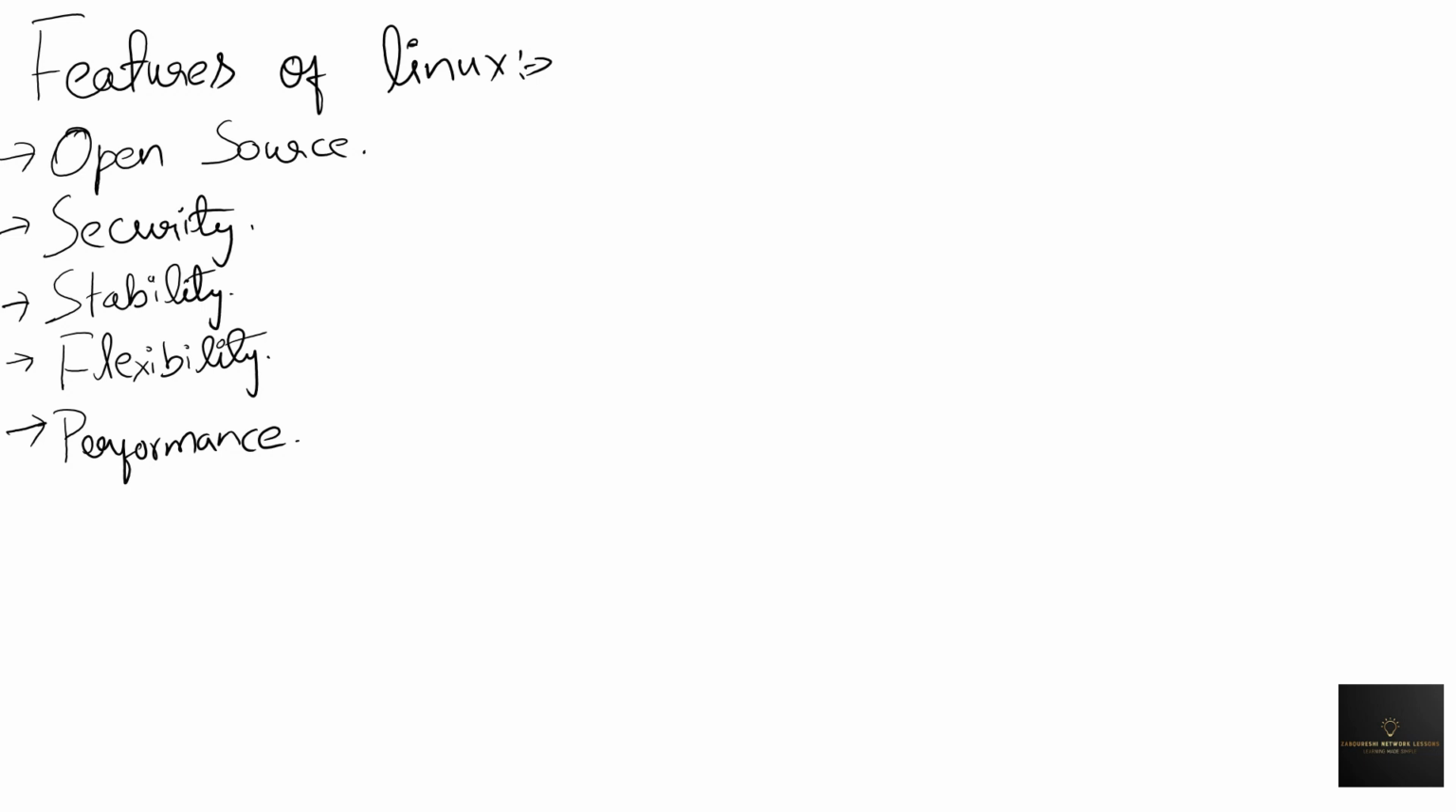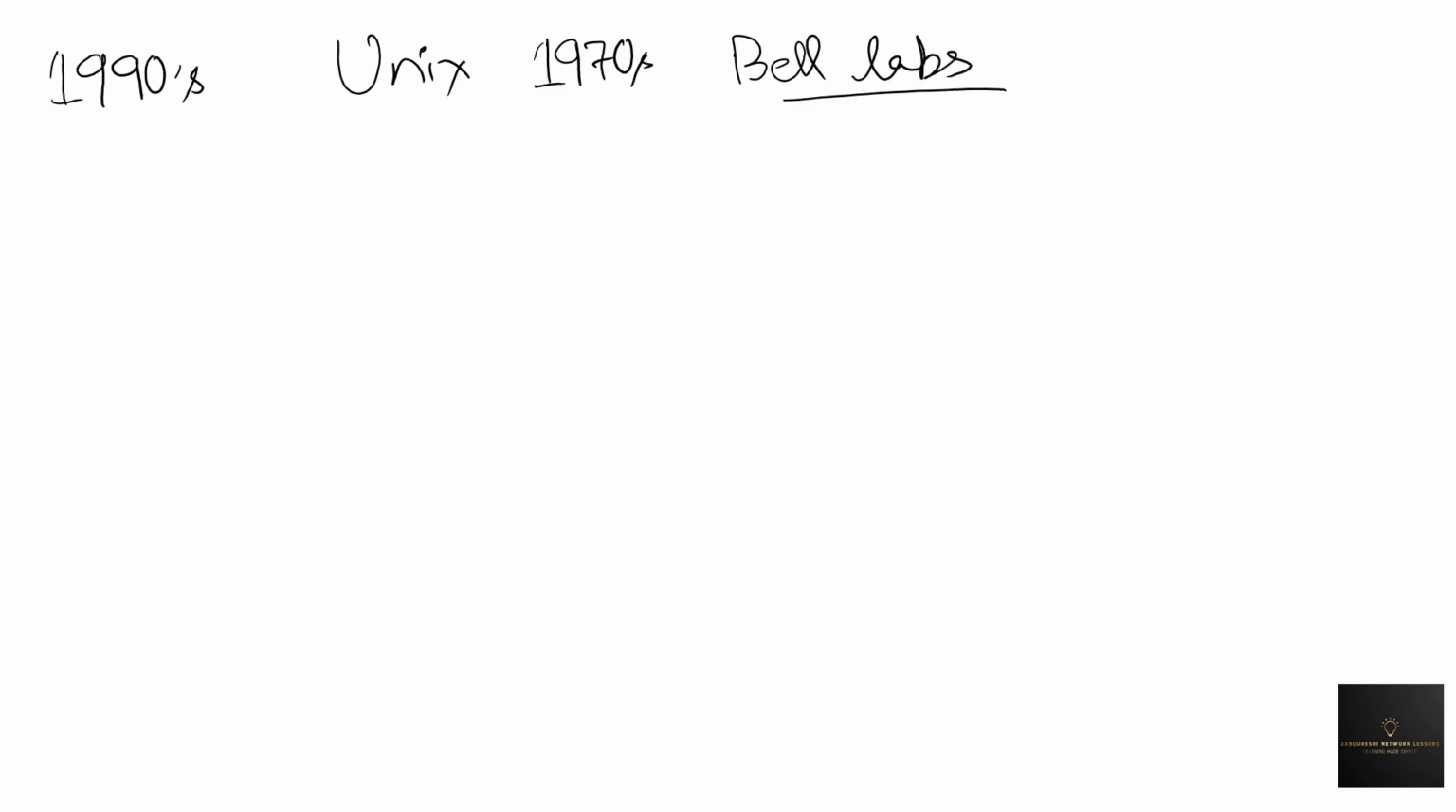So now we will talk about the history a little bit. The history of Linux dates back to the early 1990s. Linux is inspired basically by an operating system called Unix, which was developed in the 1970s, and it was developed at Bell Labs. Unix introduced many concepts that are fundamental to modern operating systems.